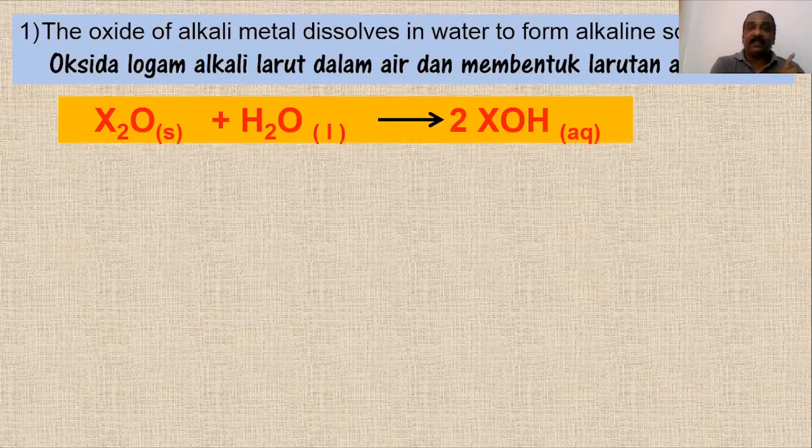X2O, the metal just now, you place in water, ianya menghasilkan alkaline solution, XOH. Alright, so jadi kalau Li2O, dia akan menghasilkan LiOH. Kalau Na2O, NaOH. Alright, complete the equation. Then once done, let me know. I will see who's the first student that can do that.